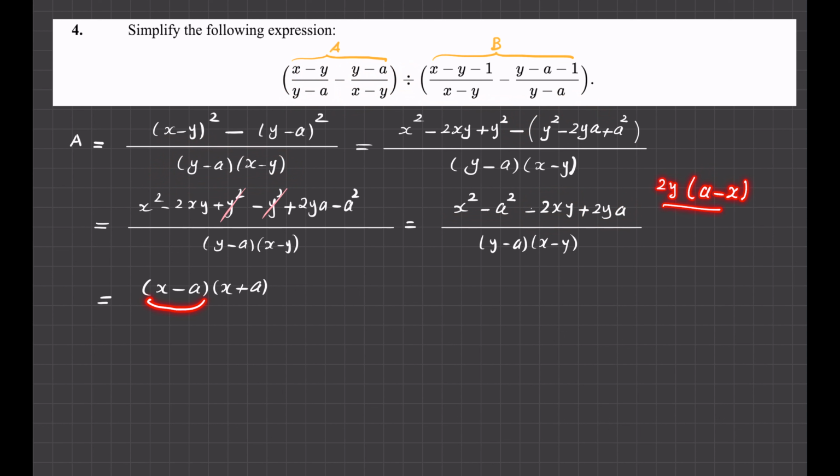Whenever you need x minus a, but you get a minus x, the trick is to pull out a minus sign. So instead of pulling 2y, I will pull minus 2y. So this becomes minus 2y, and the first one becomes x, the second one becomes minus a now. And then I copy and paste the denominator.